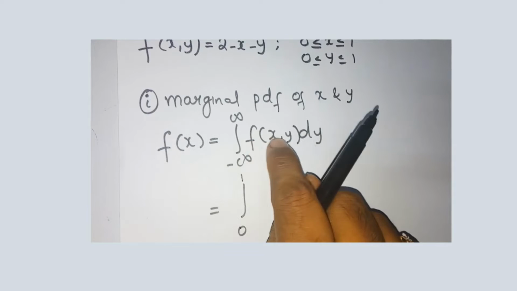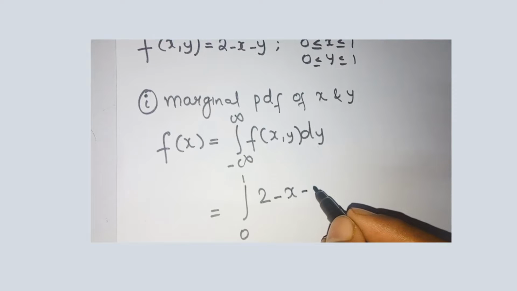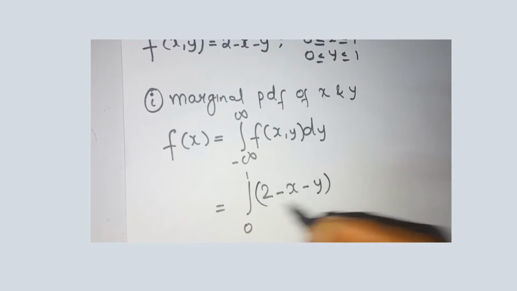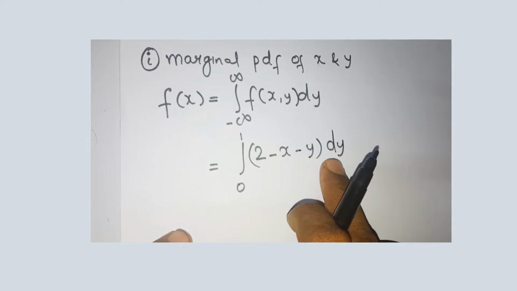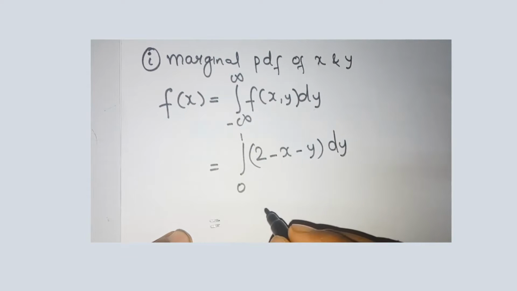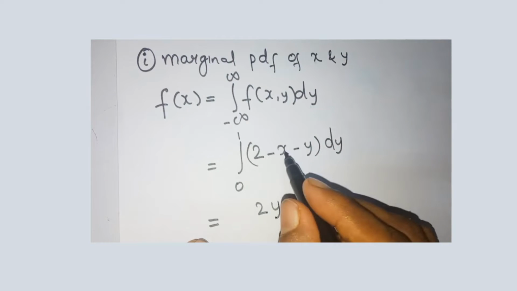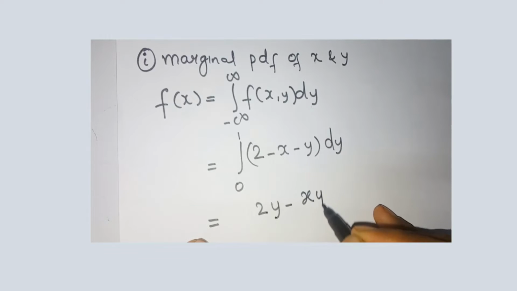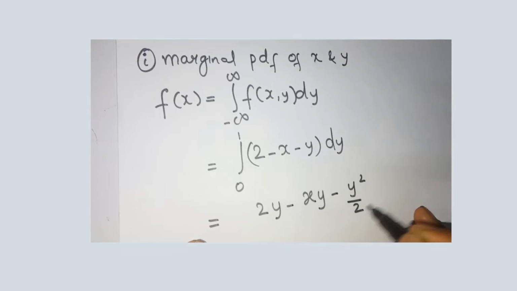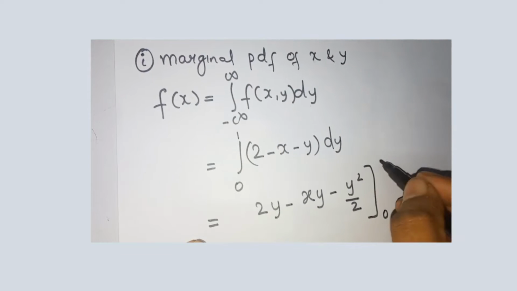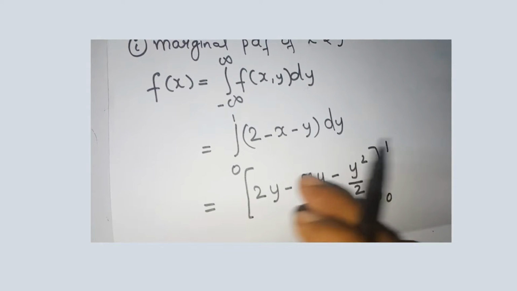What is the function f(x, y)? It is 2 minus x minus y, into dy. Now I need to do the integration with respect to dy. So I'll be getting 2y minus x, which is a constant over here, so x into y, minus the integration of y, which gives y square by 2. And the limits over here are 0 to 1.